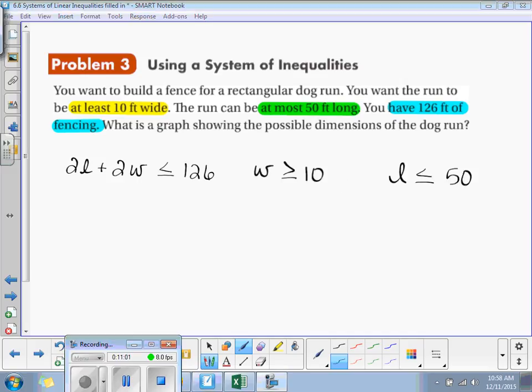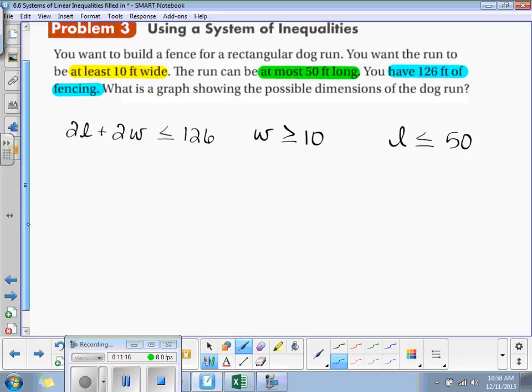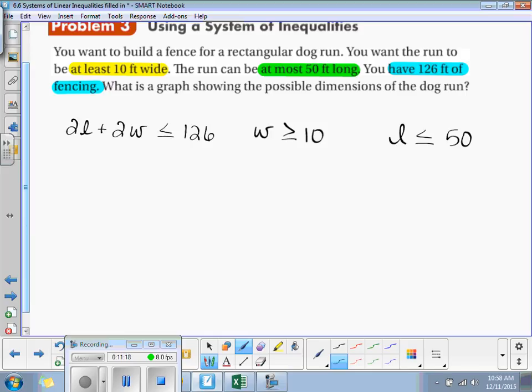All right, so now when we're graphing this system of linear inequalities, we have 3 inequalities to graph. Because remember, a system of linear inequalities is 2 or more, right? So we can go ahead and graph those two, the length and the width, but this one for the perimeter, we have to change to slope-intercept form first, right?